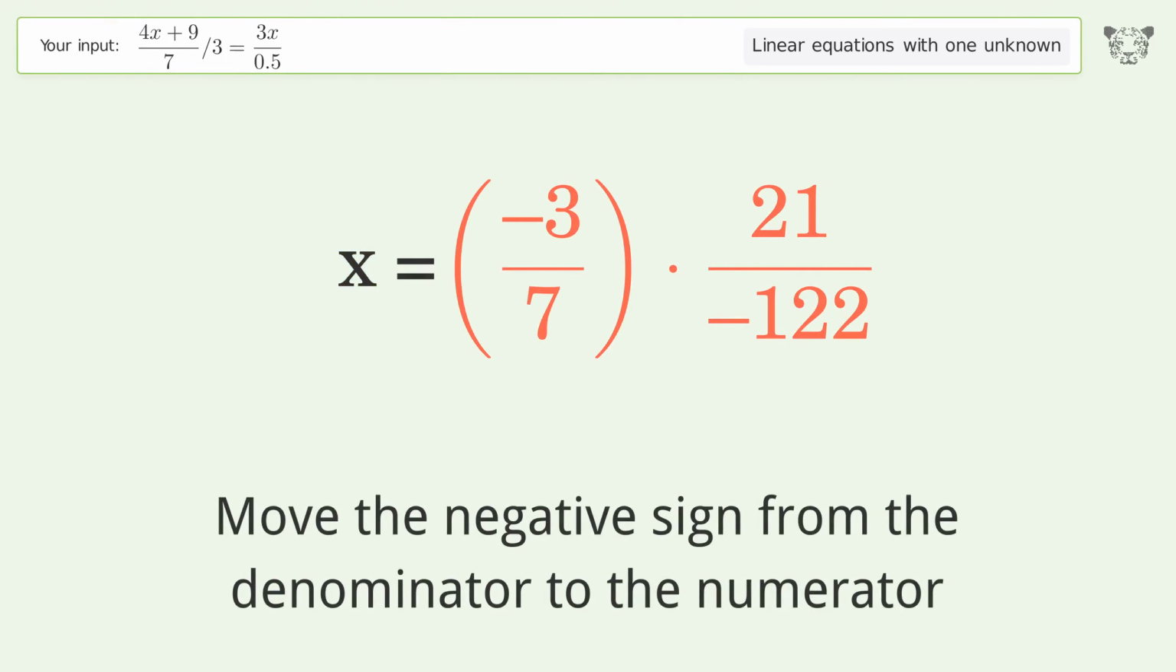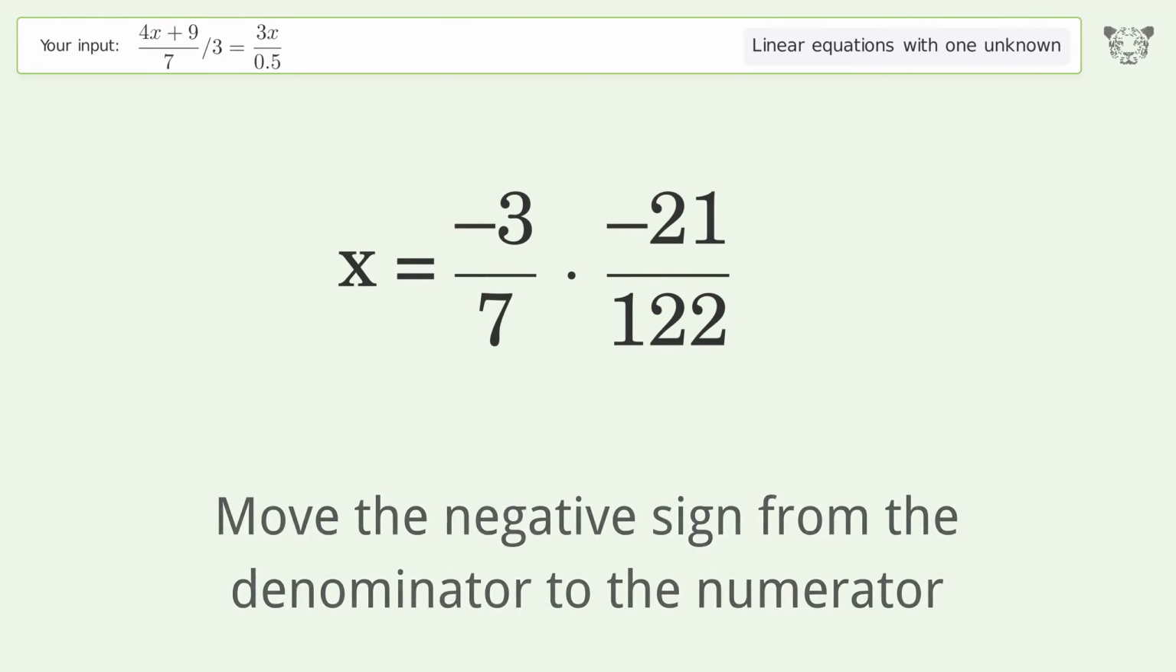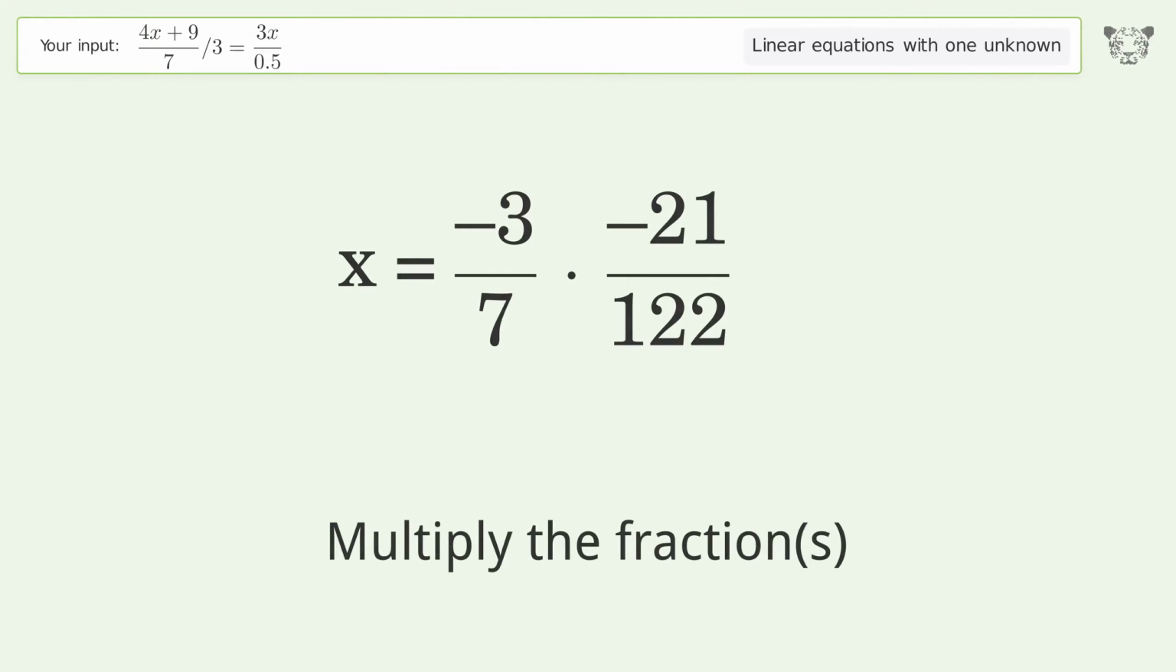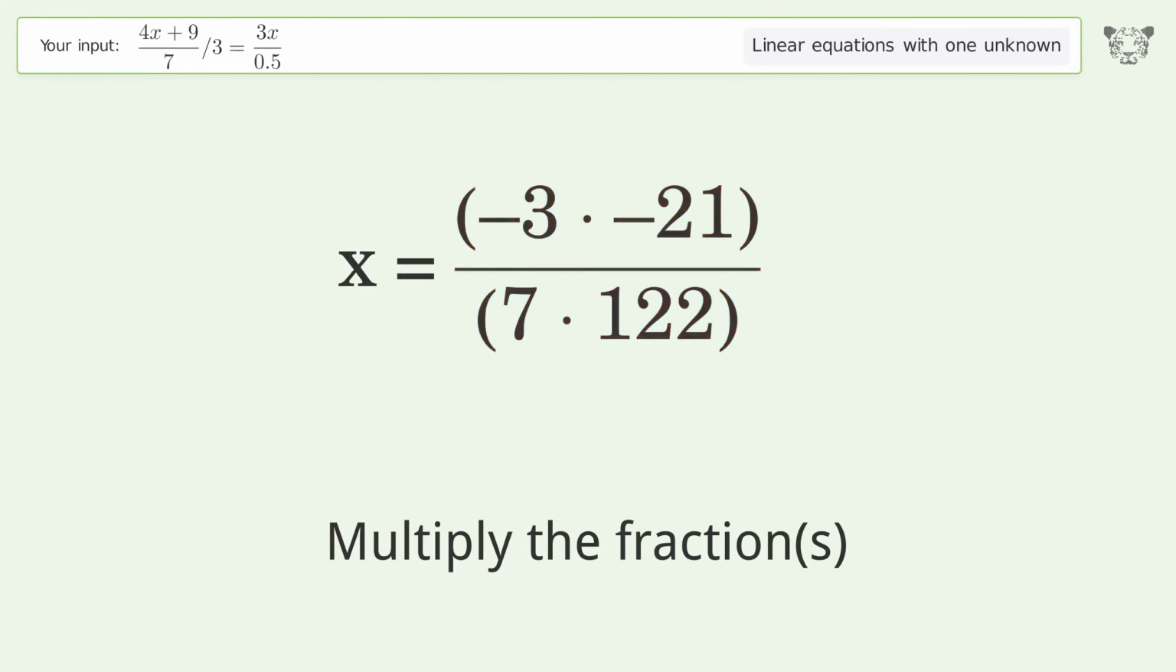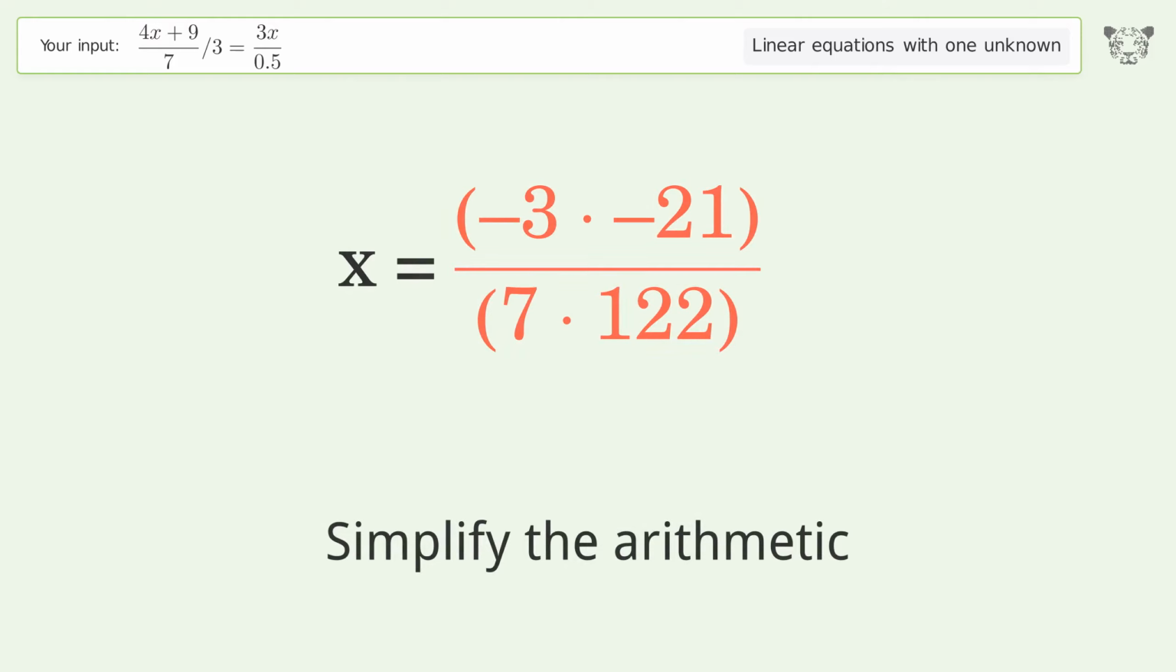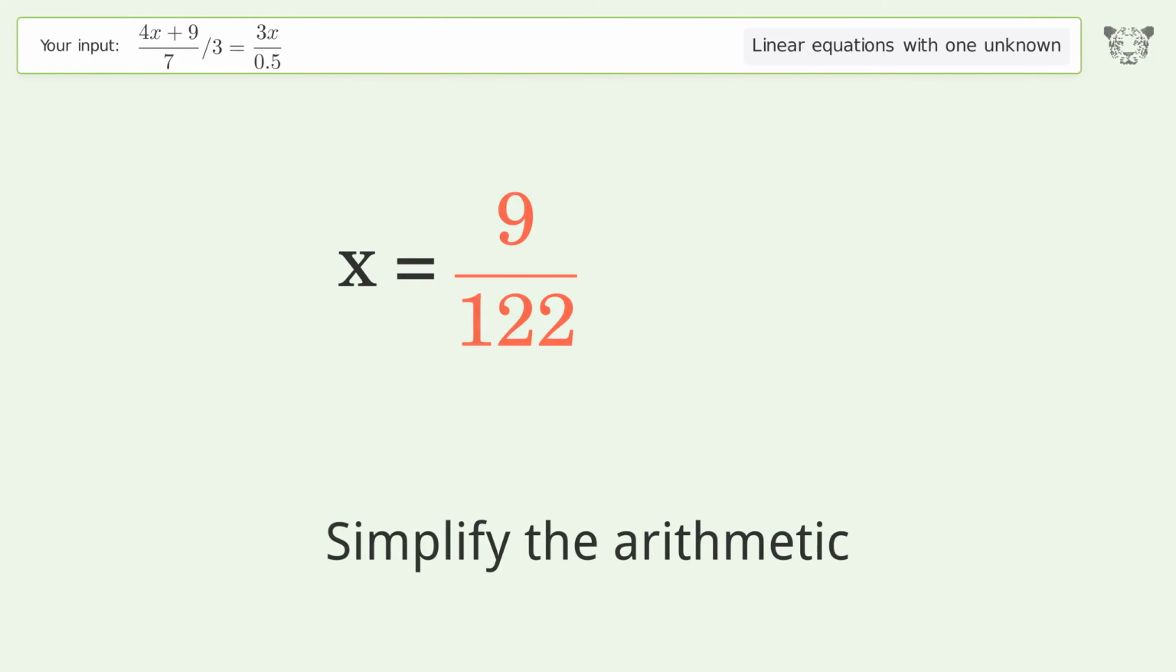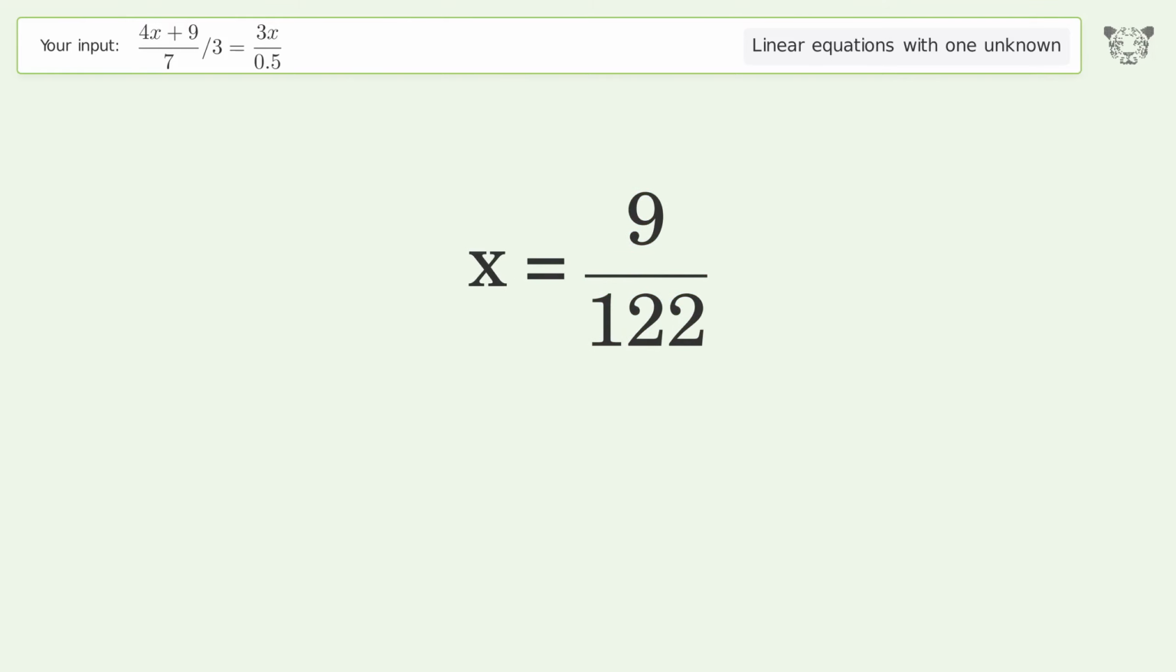Move the negative sign from the denominator to the numerator. Multiply the fractions. Simplify the arithmetic. And so the final result is x equals 9 over 122.